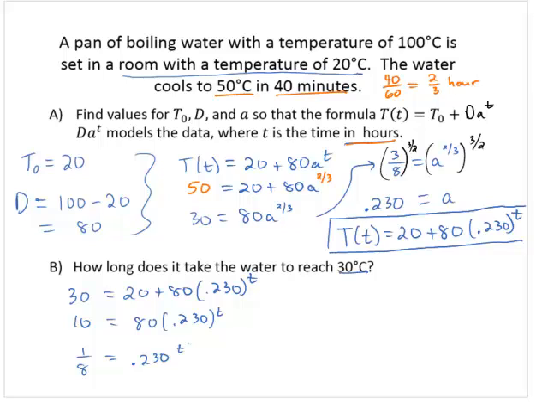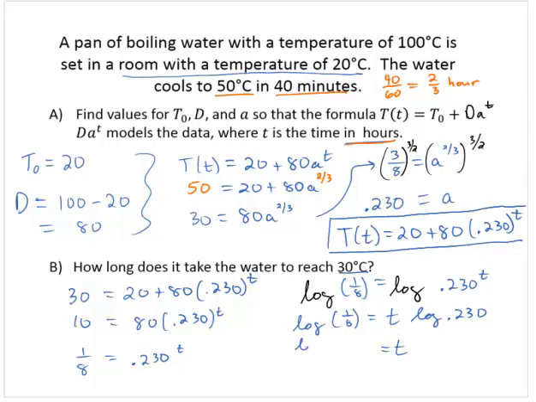Now to solve for t, since it's in the exponent, we will apply the logarithm. I'll apply the common logarithm to both sides of this equation. So the log of 1/8 is equal to the log of 0.230 to the t. Using our property of logarithms, we have log of 1/8 is equal to t log 0.230. And dividing by log 0.230, we have t equals log of 1/8 over log of 0.230.